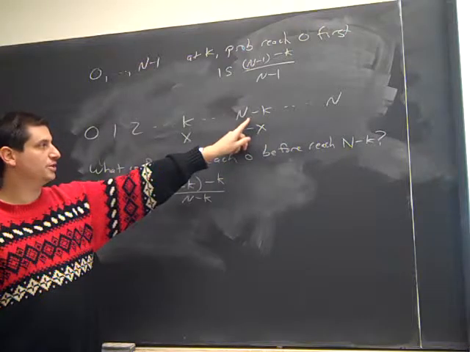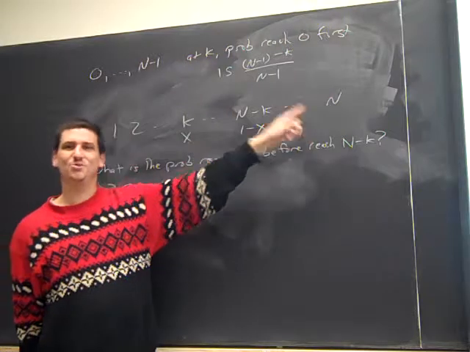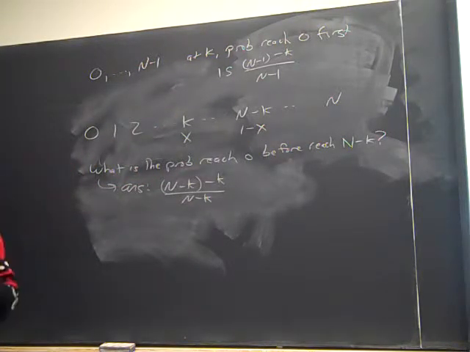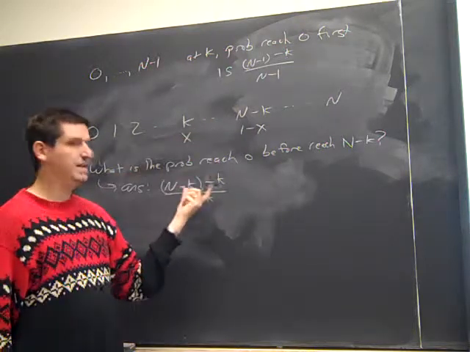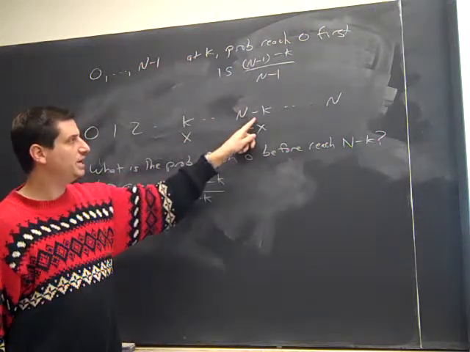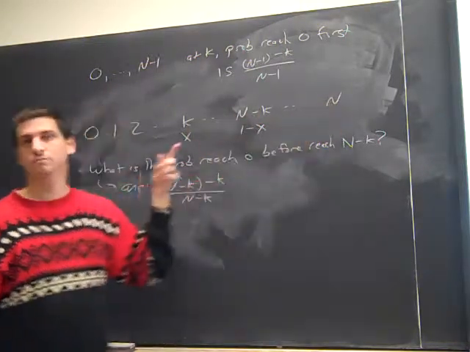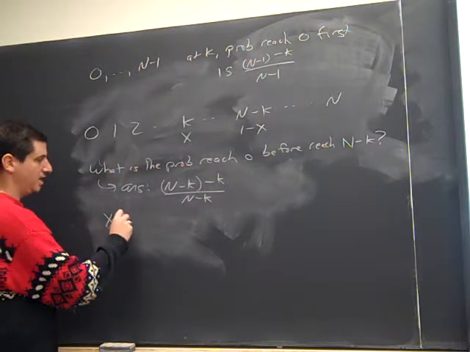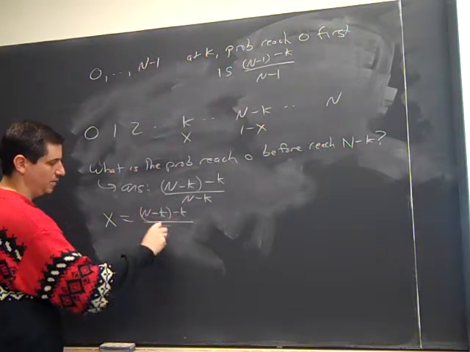The whole point is this is going to be shorter. The only way it wouldn't be shorter is if n minus k equals n. Well, if n minus k equals n, then we're starting at 0, and we want to know the probability we reach 0 before we reach n. We can do that. We're starting at 0. So if we start at k, we'll get to 0 before we get to n minus k this percent of the time. Now that we're at n minus k, what's the probability we reach 0 before we reach n? Well, that's just 1 minus x. And we get an equation for x. x is equal to n minus 2k over n minus k.